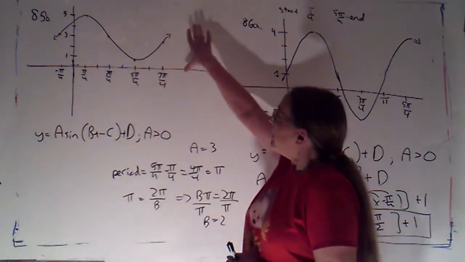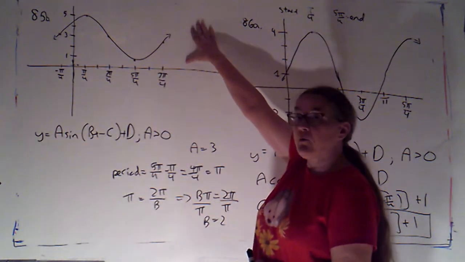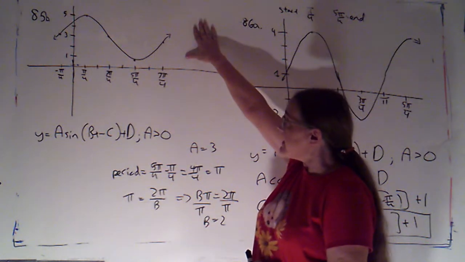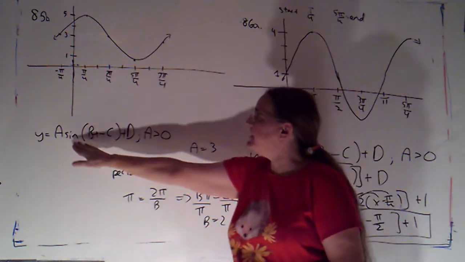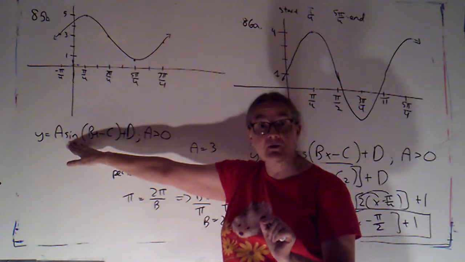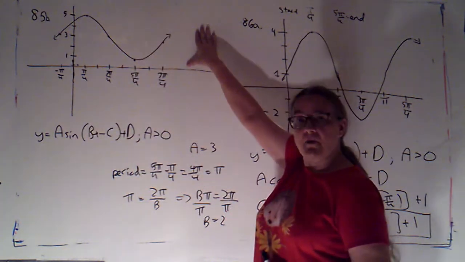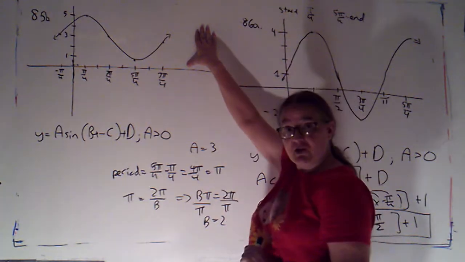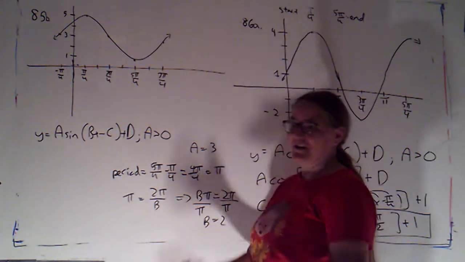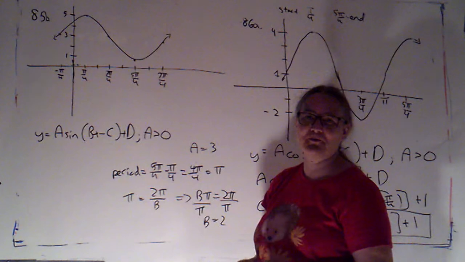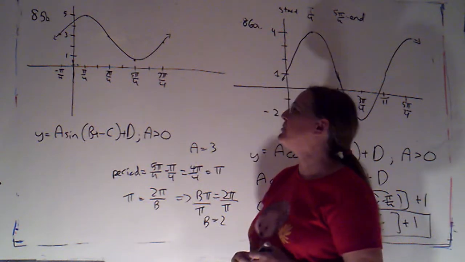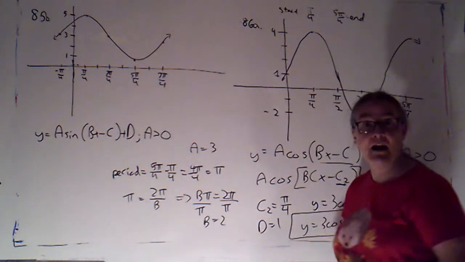So pause the video, try working out 85b. Here they're asking you to find it as a transformation of the sine graph rather than the cosine graph. I've got the graph up here on the board, but I did specifically choose an example from the textbook so that you've got a perhaps easier to read graph in the textbook if you prefer it. So pause the video, work that out. See you soon.